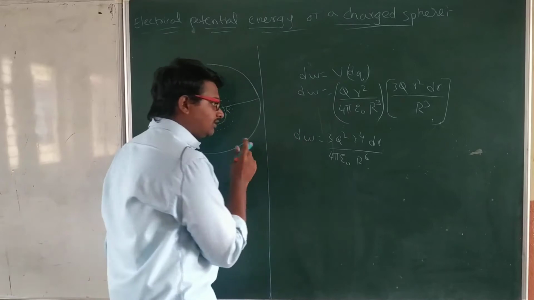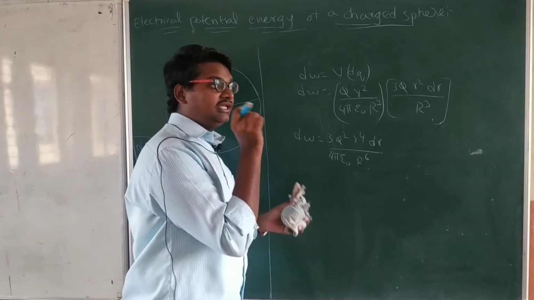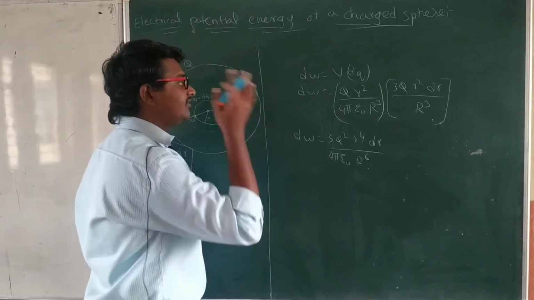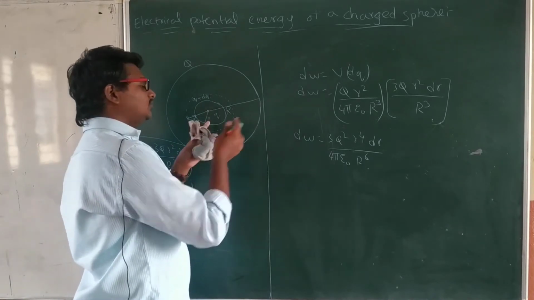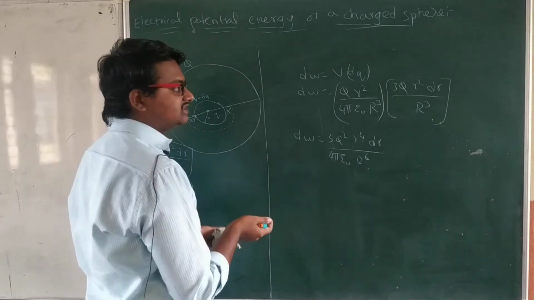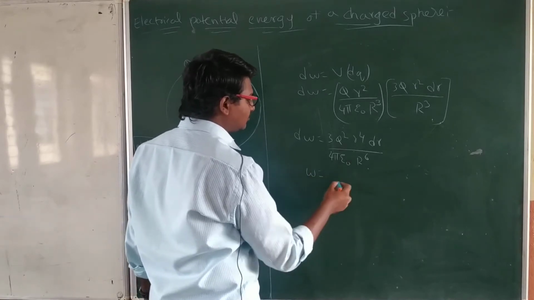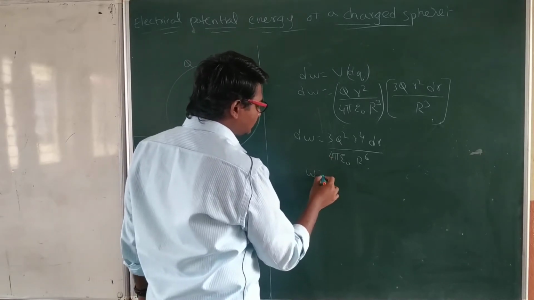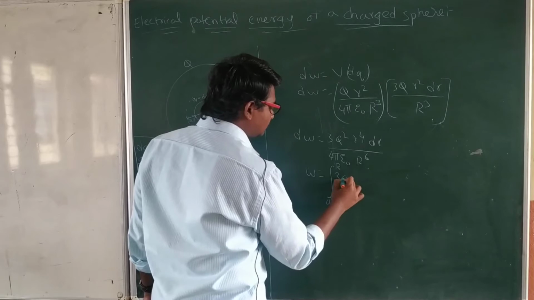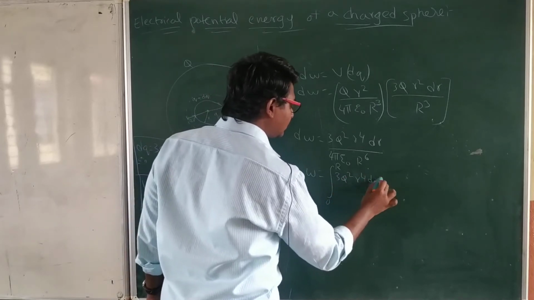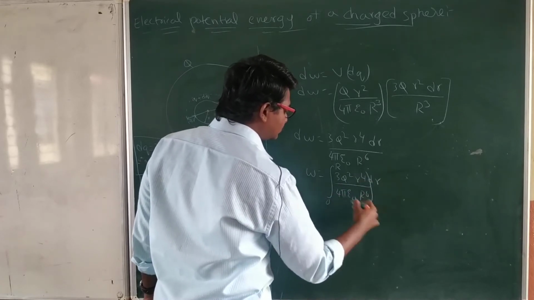Now this is just dW, a small work done for adding just dq charge, but we have to add so many, an infinite number of dq charges, to increase its radius from 0 to capital R. It means our limits are 0 to capital R, so if we do integration, we will get the answer. Integrating on both sides, W equals the integral from 0 to R of 3Q² r⁴ dr divided by 4πε₀ R⁶.